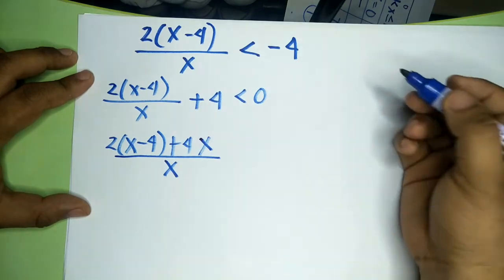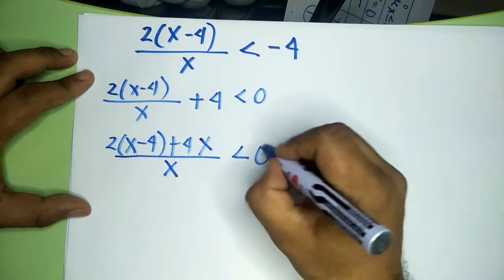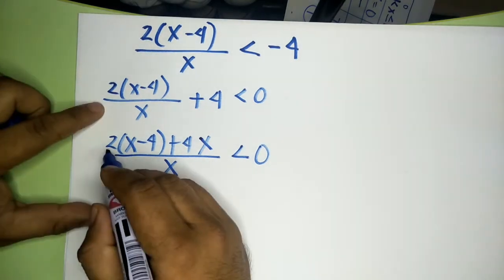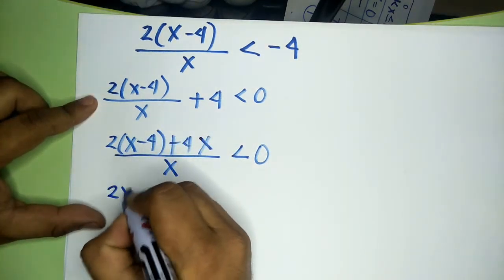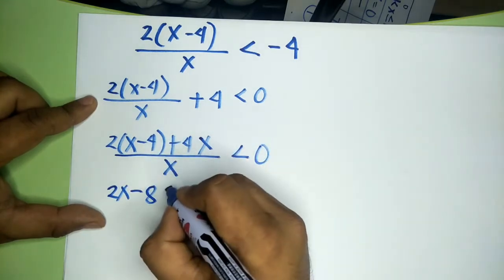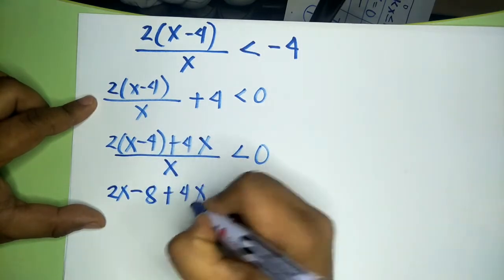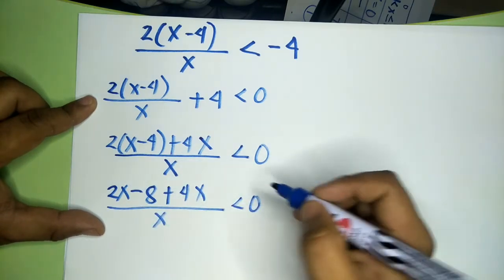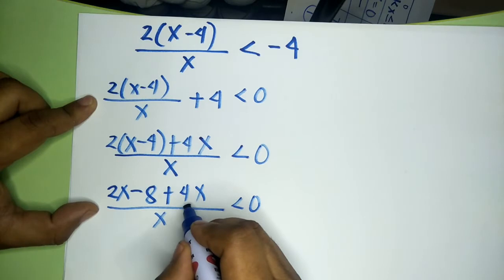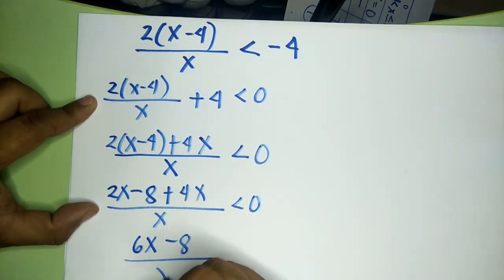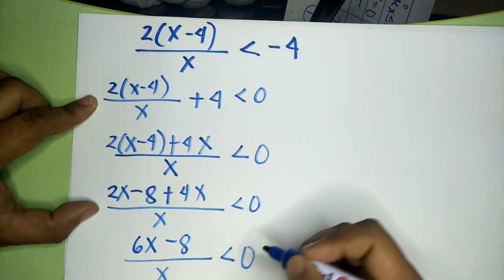That is 4x less than 0. And then, multiply 2 times x, that is 2x. 2 times negative 4 is negative 8 plus 4x over x is less than 0. So, 2x plus 4x, that is 6x minus 8 over x is less than 0.